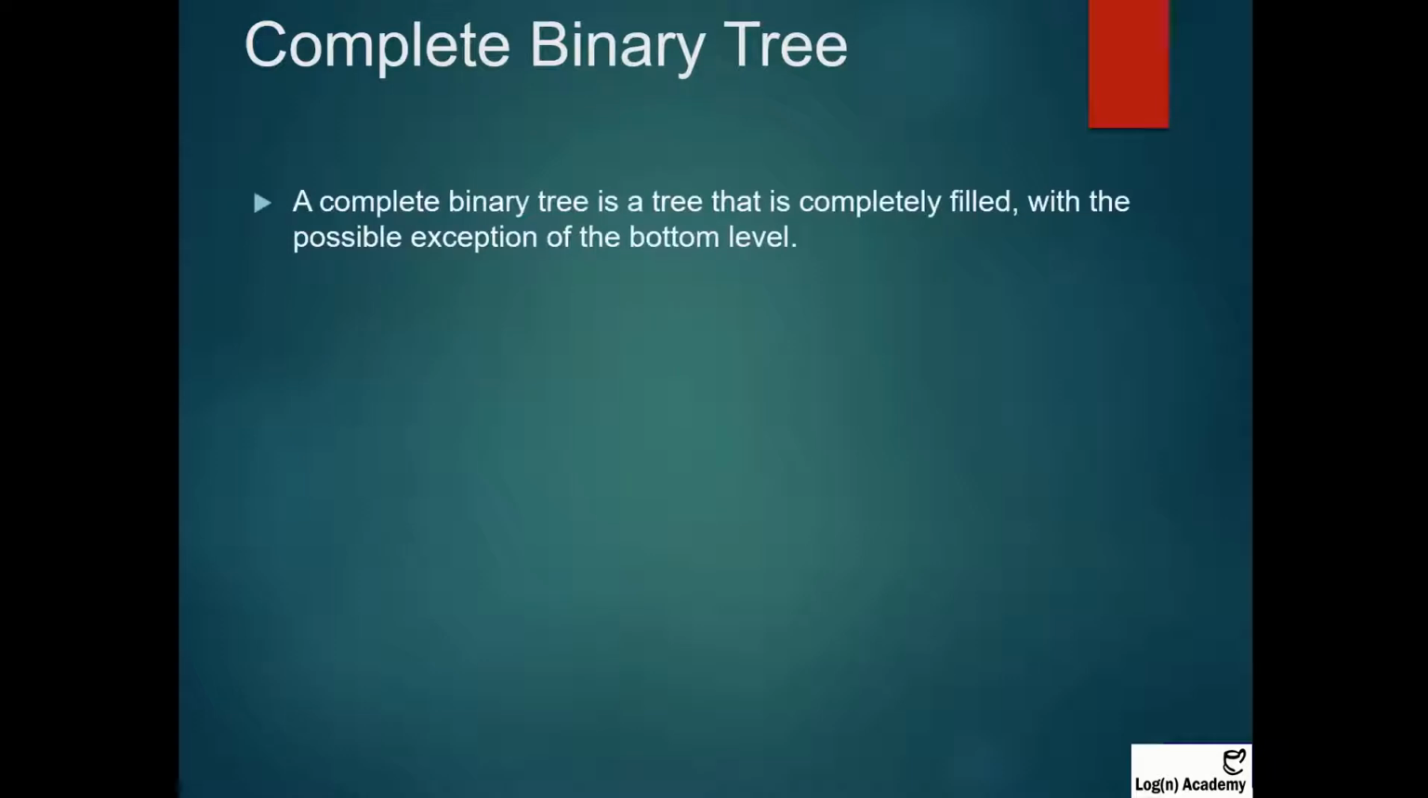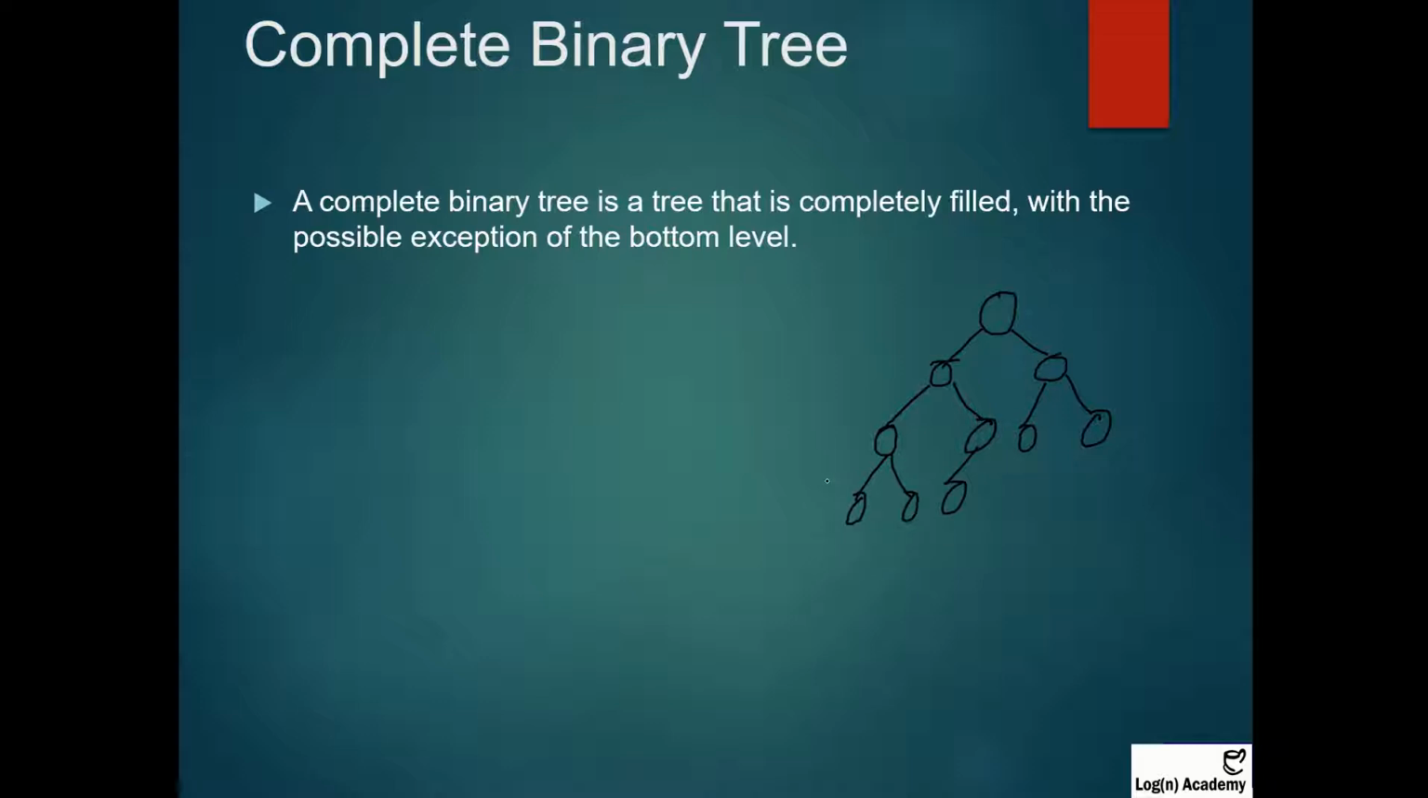A complete binary tree is a tree that is completely filled, with the possible exception of the bottom level. So if we have a tree, we need to ensure that every node of that tree is filled, with only one exception, and that exception is the bottom level. We can have a tree something like this, and as you can see here, internal nodes are filled, and this is a complete binary tree.